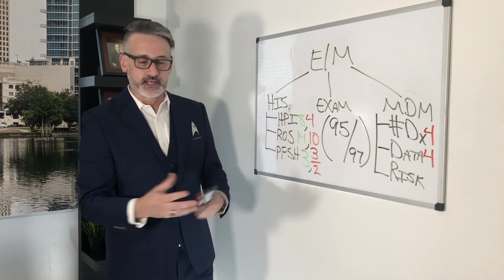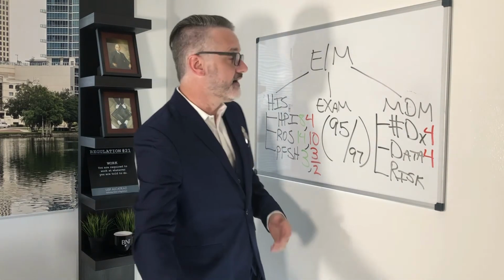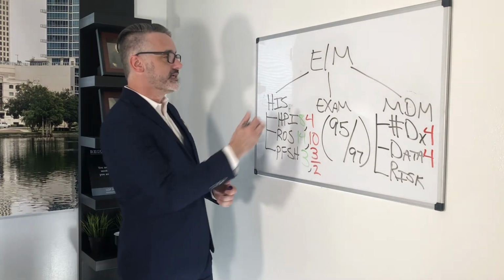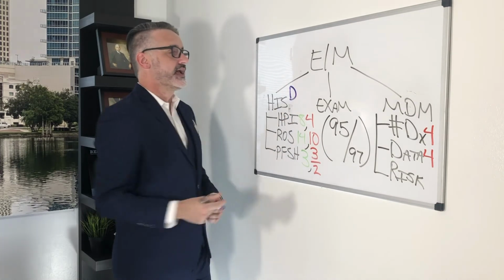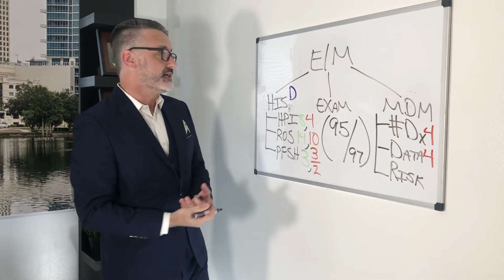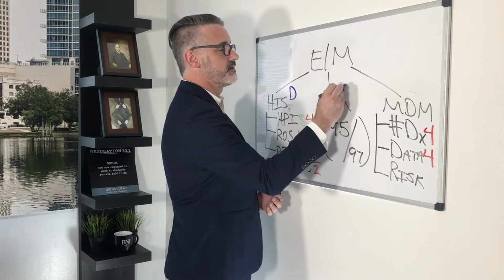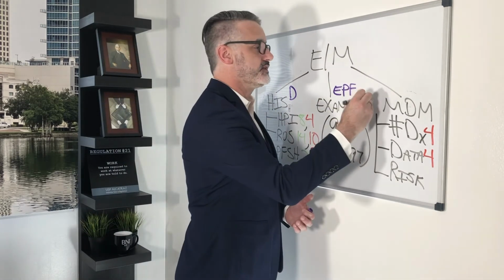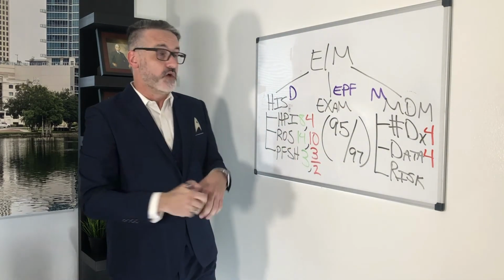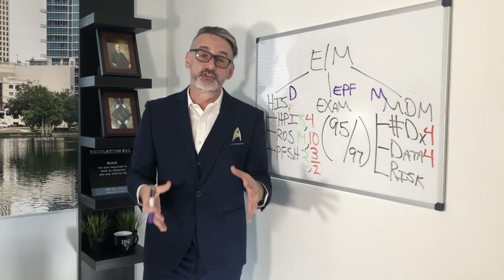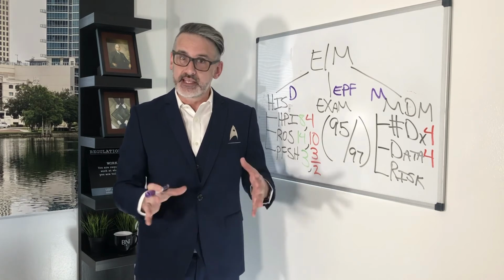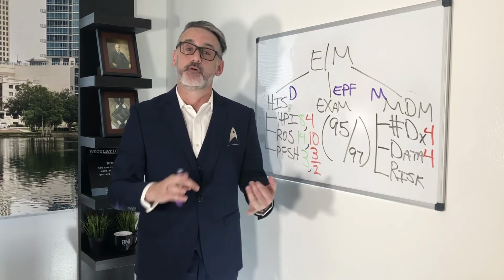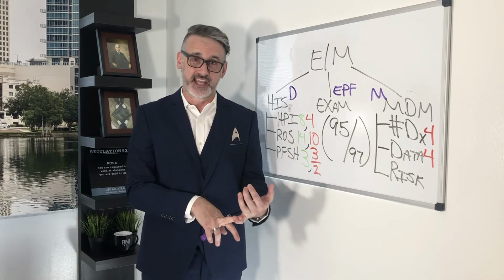So let's just say hypothetically that we have a detailed history, the exam portion is expanded problem focused, and let's say we have a moderate MDM. So then we have to figure out what level of E&M it is. Now I'm going to show you right quick how to code it the easier way, choosing the level of E&M for an office patient, for a new and established patient.